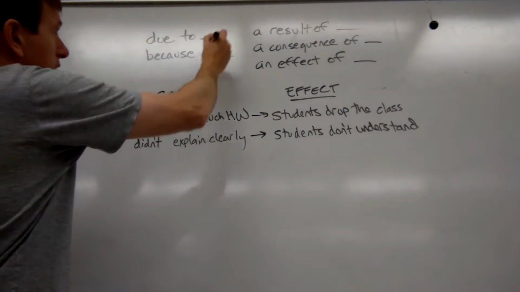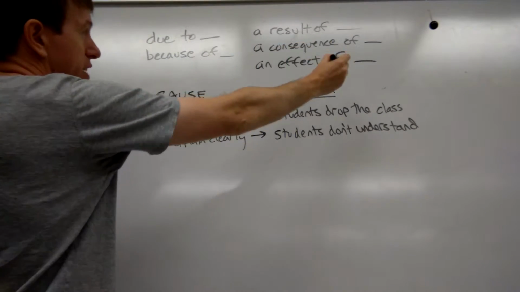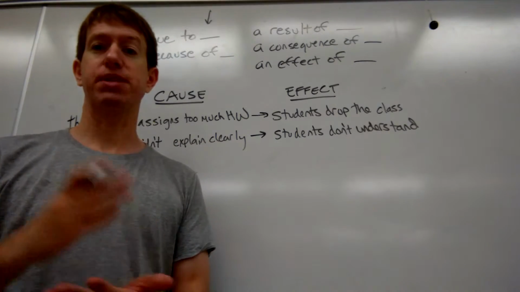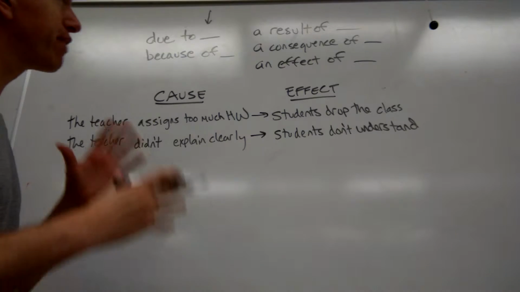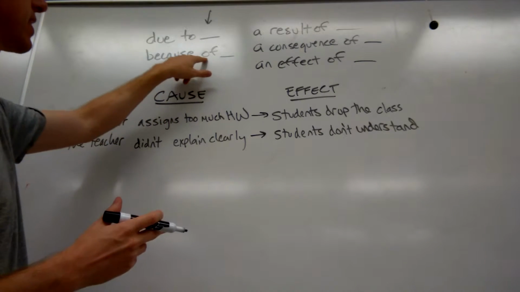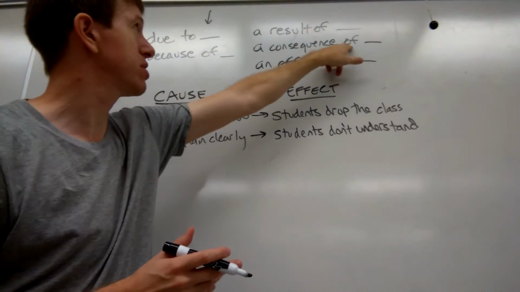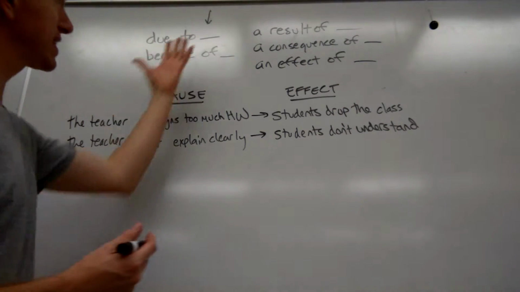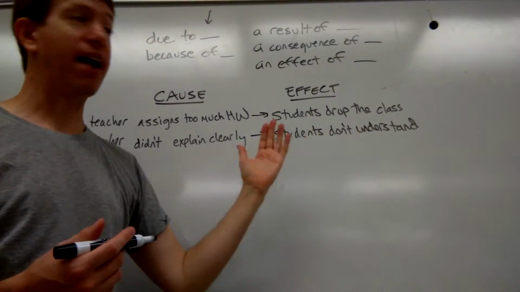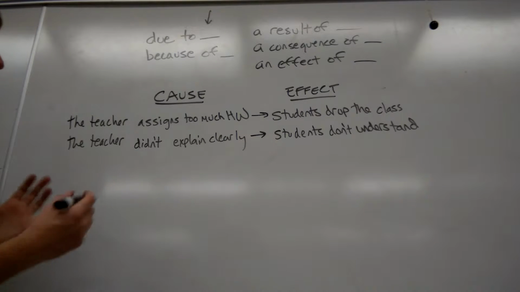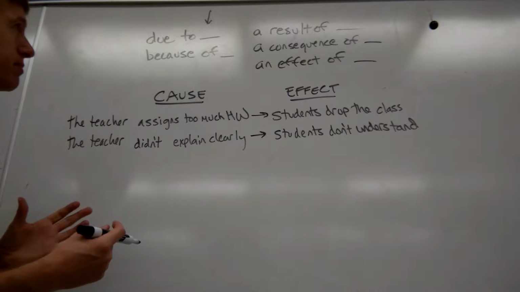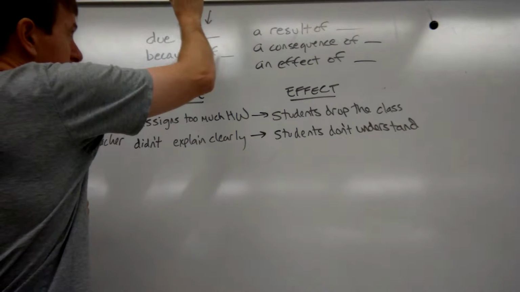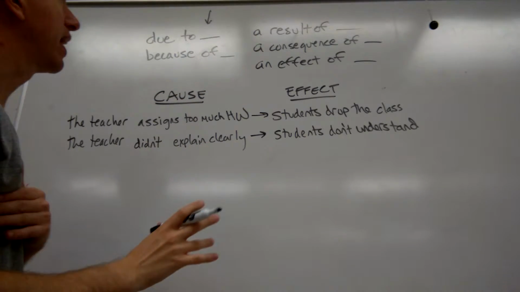So, due to, because of, a result of, a consequence of, an effect of. The important question here is what part of speech comes after those. These are all very similar to prepositions, or you could see them as containing prepositions, right? After prepositions, we typically get nouns. So, in this case, we want nouns for each of these. When we use this in a sentence to show a cause and effect relationship, make sure that you have a noun after these. Okay?